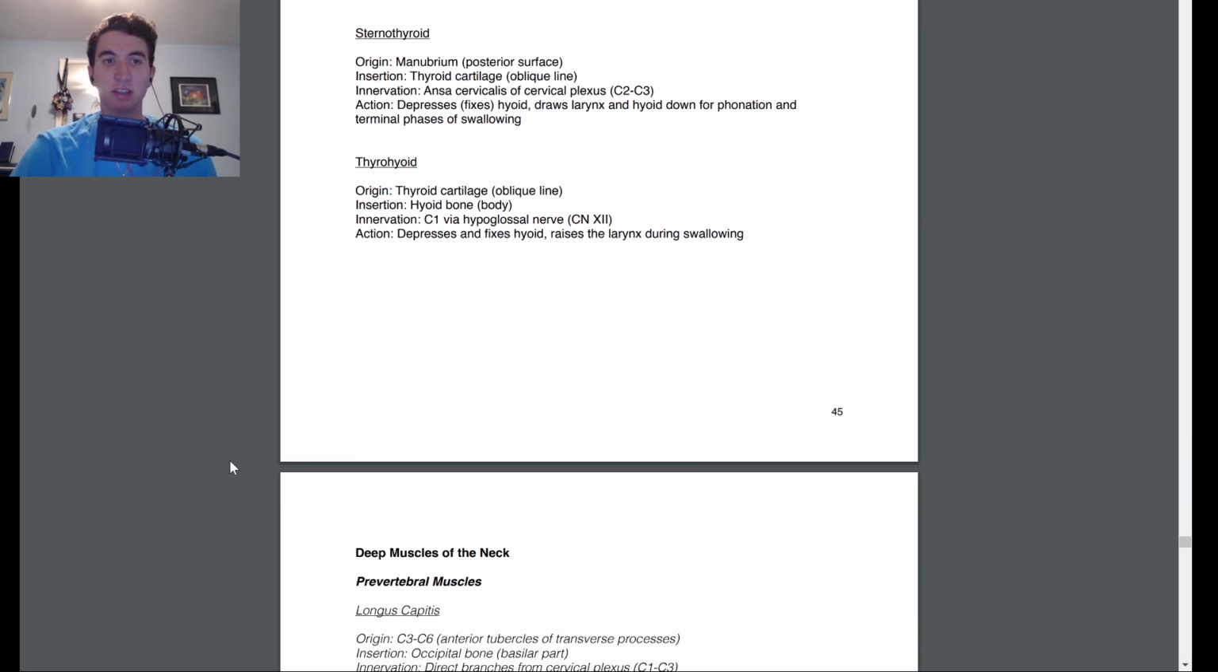The origin is the thyroid cartilage, the oblique line. Insertion is the hyoid bone, the body. Remember again, thyroid hyoid, thyrohyoid. Innervation is done by C1 via the hypoglossal nerve, which is cranial nerve 12. And then the action is that it depresses and fixes the hyoid, and raises the larynx during swallowing.